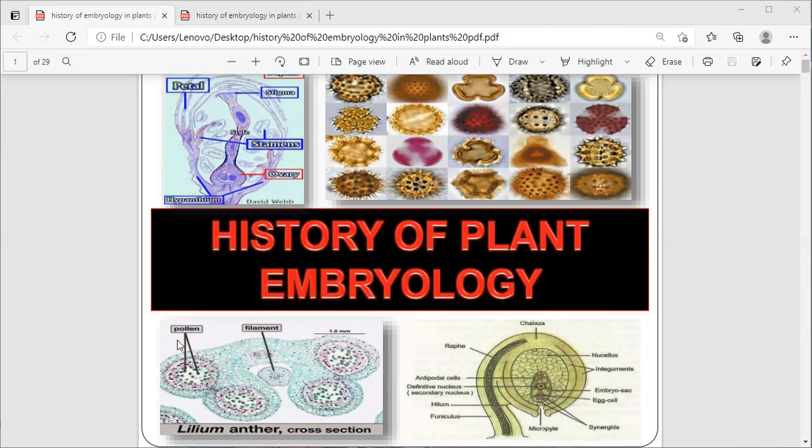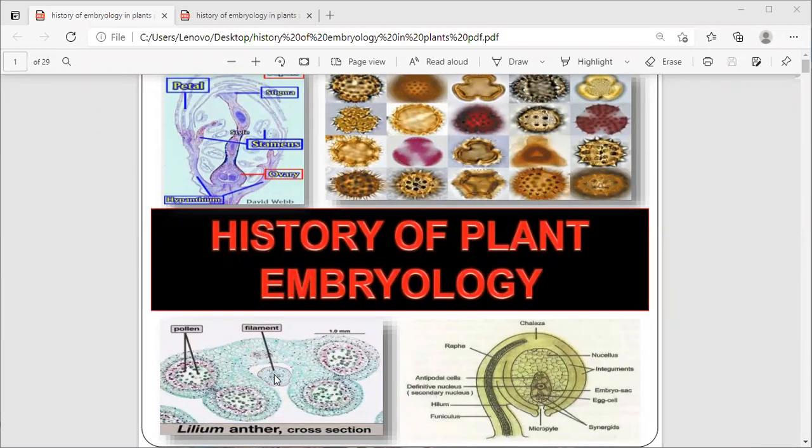Next, if you see, this is the TS of anther. When we open the bud, we see anther lobes, filament, and so on. When we take the sections, stain them, and observe under the microscope, we can see this kind of structure here. So this is the tetrasporangic anther. Here we see the different kinds of cells. Here is the pollen sac. This is the filament. So this is actually a Lilium anther.